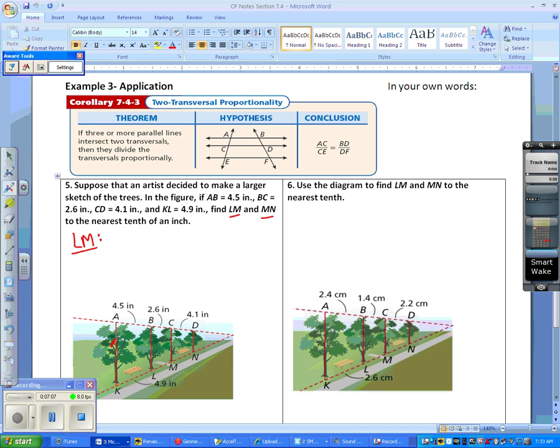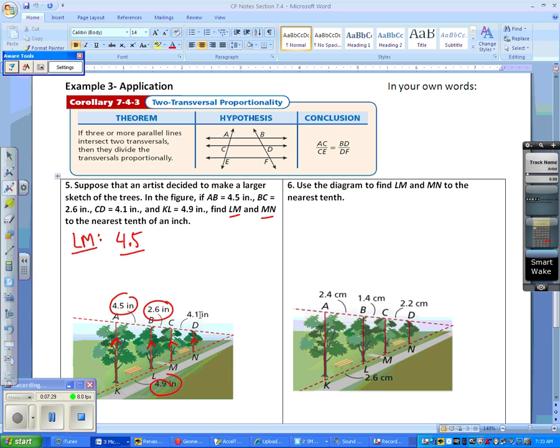Again, we have parallel trees. These trees are growing straight out of the ground, so we have parallel lines, and we have 2 transversals, this line up top and this line on the bottom. Sweet, so that means all the parts are going to be proportional to each other. So I'm just going to use these numbers to begin with. I have to use 4.5.